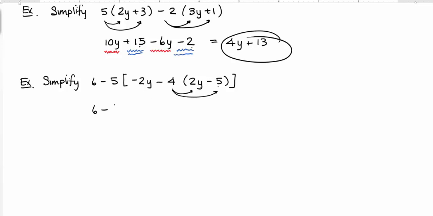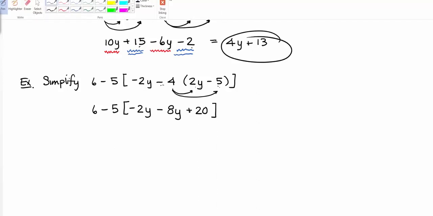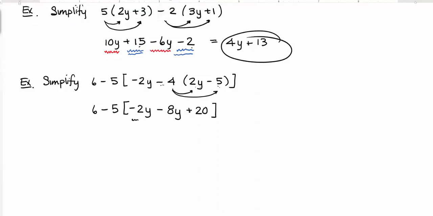Everything else stays the same. I have 6 minus 5, and I haven't changed anything there yet. I have negative 2y. Negative 4 times 2y is going to be minus 8y. Negative 4 times negative 5 is a positive 20, and remember, I put my sign there too, so it's positive 20. Now I have this expression. Again, I look inside to see if I can combine any like terms, and sure enough, I can. I have a negative 2y and a negative 8y.